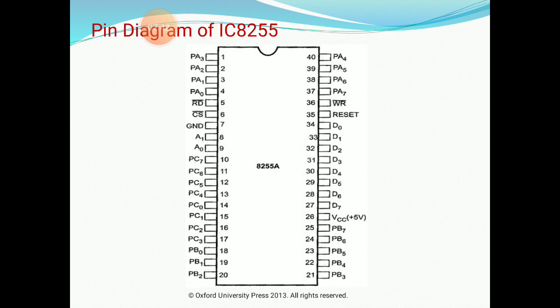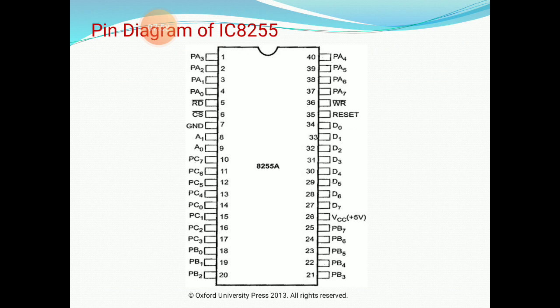This pin diagram consists of 40 pins. Among 40 pins, 24 pins belong to 24 I/O lines. These 24 I/O lines are divided into 3 ports, port A, port B, port C.